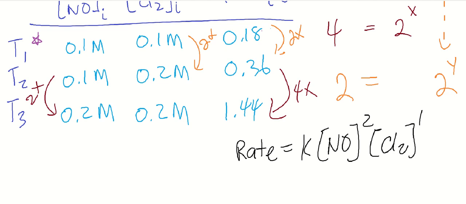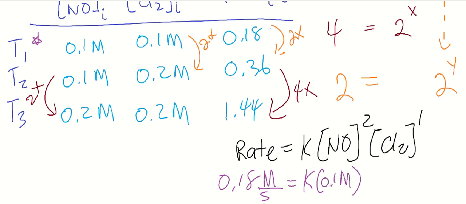All right, so the rate here for trial 1 is 0.18. Okay, don't forget that the units can get a little tricky here, so be careful with them. All right, molar per second, equal to K is what we're looking for. All right, the concentration of NO is 0.1 molar squared times the concentration of chlorine is 0.1 molar to the 1, which is just itself.